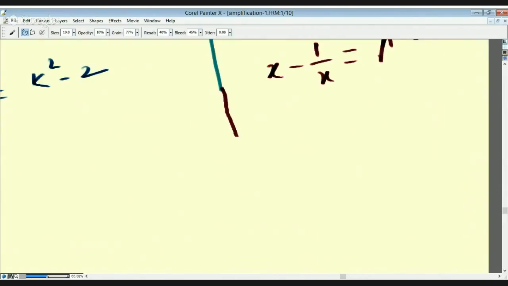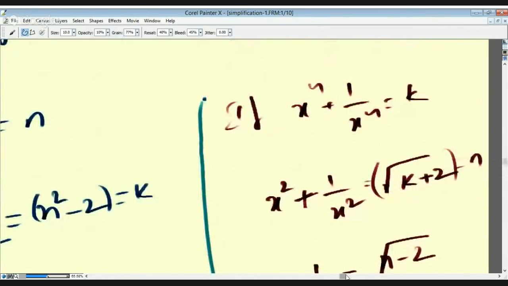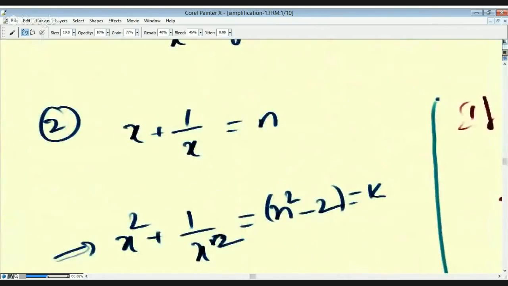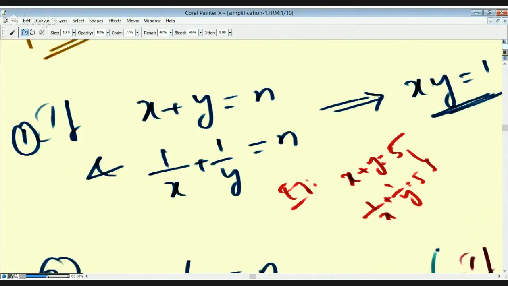Then there are some other important formulae. These are concepts actually, so try to remember these things. If a problem is given like this: x + y = n, and 1/x + 1/y = n. Let me give an example. Sometimes the problem will be given as x + y = 5 and 1/x + 1/y = 5. By taking them together, if you solve directly, the concept you'll get is xy = 1.